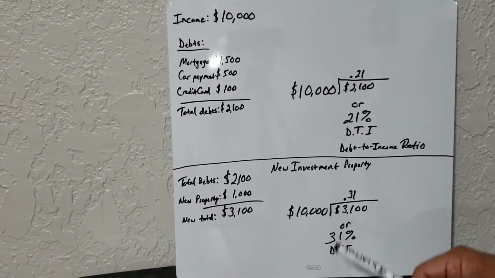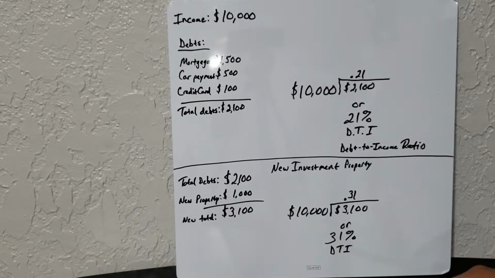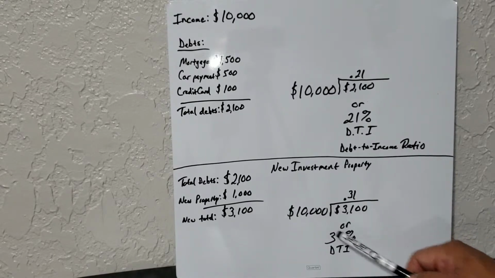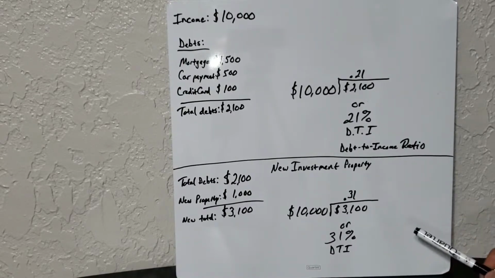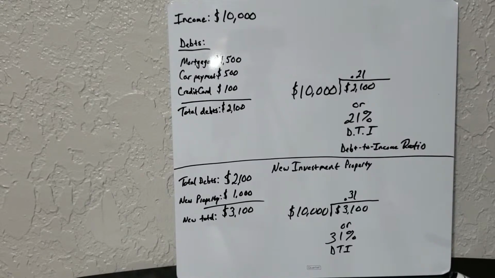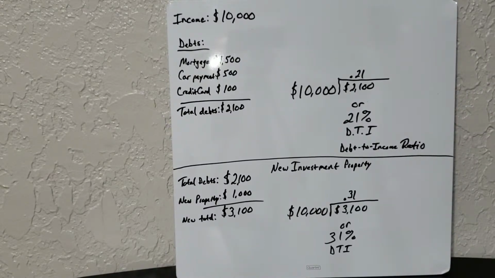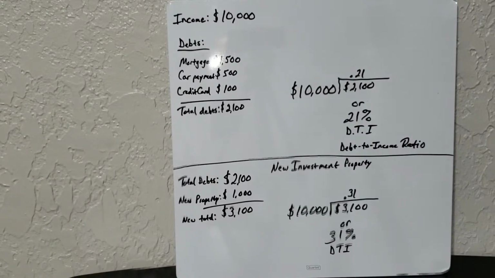So now you have to calculate your new debt-to-income ratio. In this example, $3,100 divided by $10,000 income equals 0.31, or a 31% debt-to-income ratio. Very simple math. It doesn't take a whole lot to calculate that.